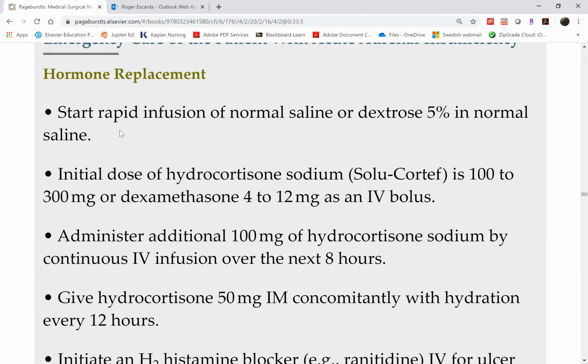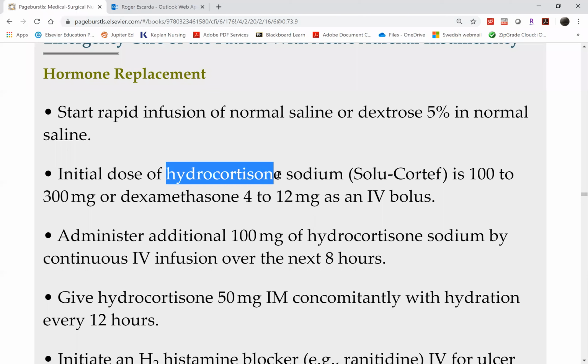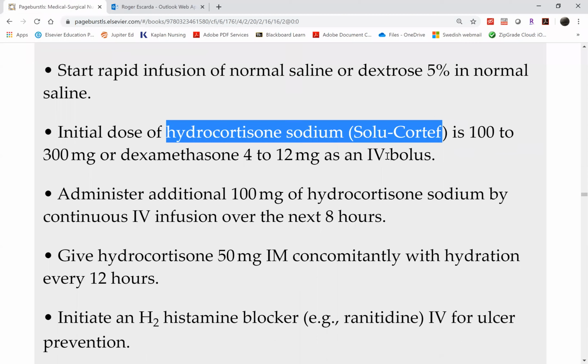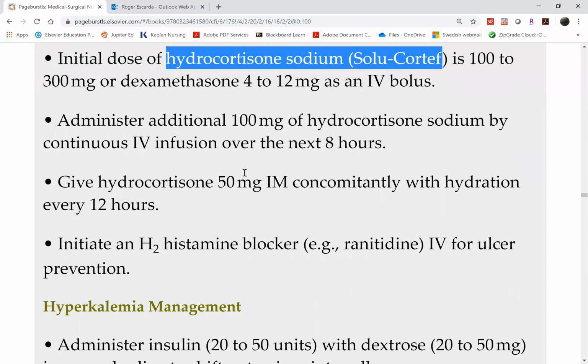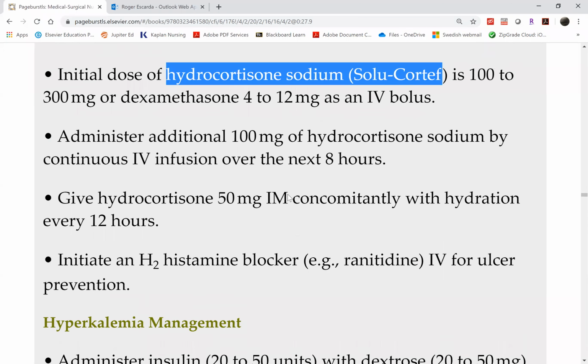So first is hormone replacement. We give them fluids, normal saline or 5% dextrose. And this would be rapid, okay? So we're talking about bolus infusions here. On top of that, that's not going to cut it. We have to give aldosterone. So we give a glucocorticoid, hydrocortisone or Solu-Cortef. We give a bolus and then a continuous infusion over 8 hours. And then every 12 hours, another 2 doses of 50 milligrams of the same hydrocortisone.